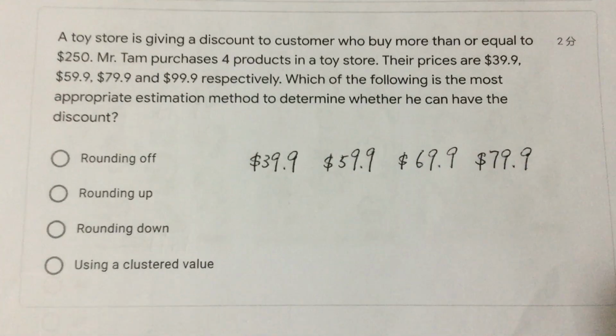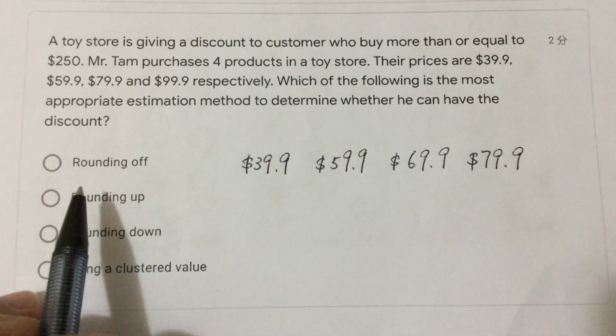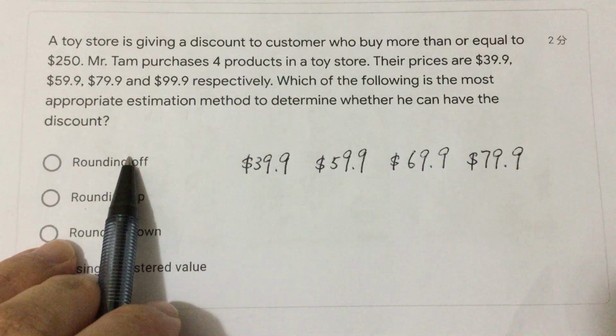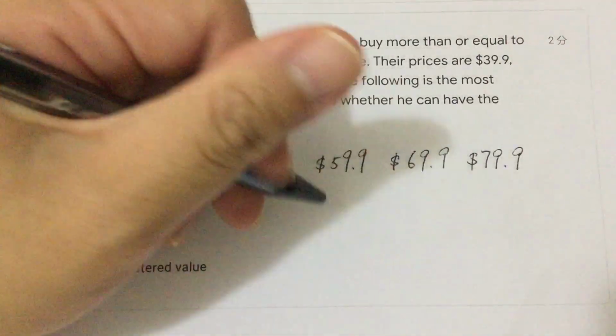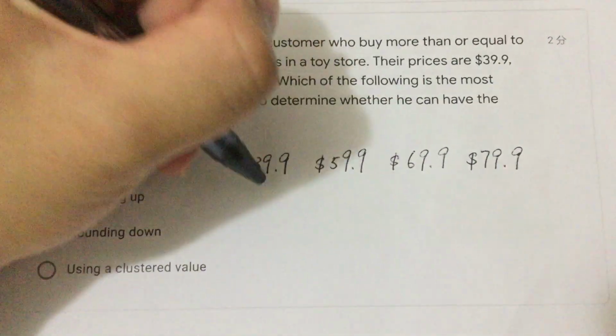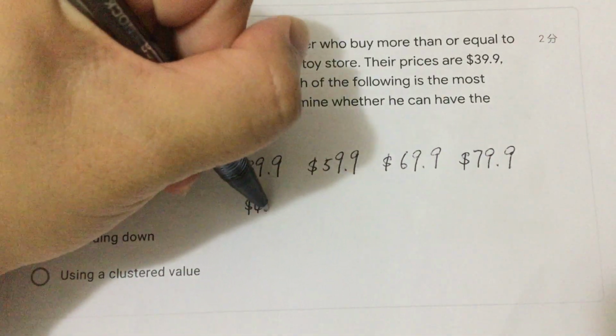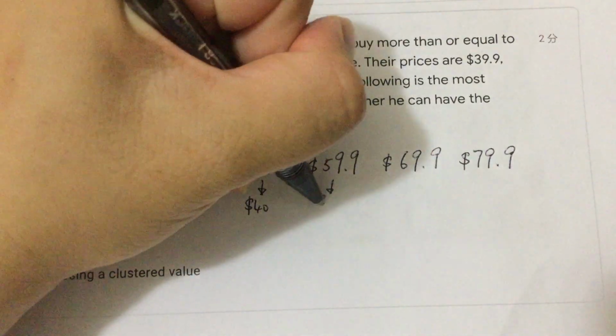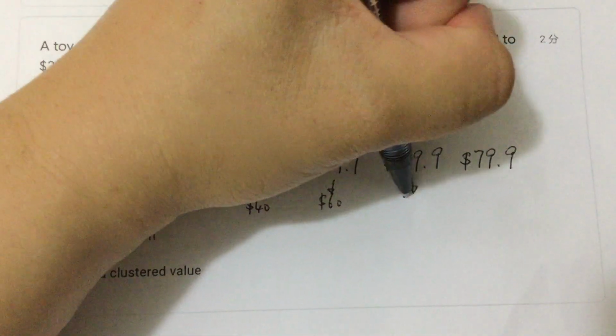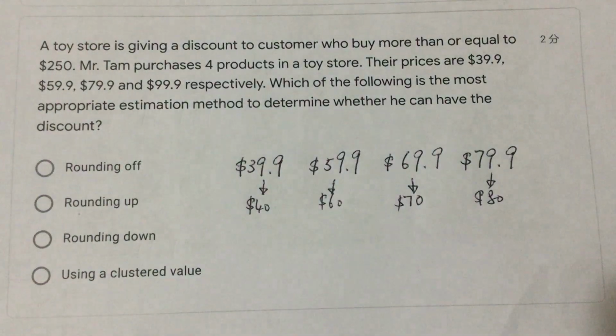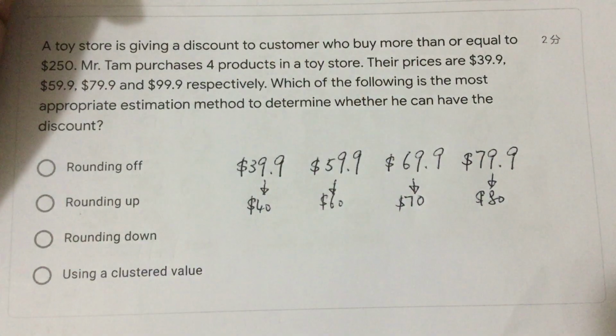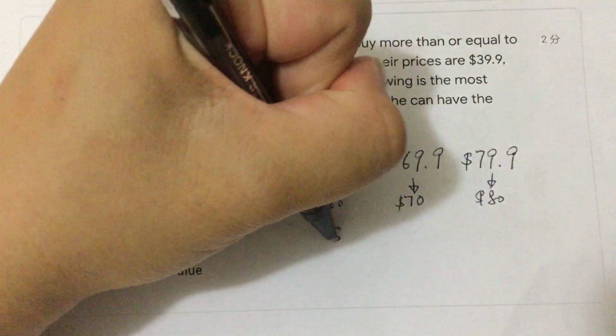And then the 79.9. So you will get the answer immediately. Okay, now please pay attention. If I choose round up or round off here, it is impossible, because if we choose round up or round off, we will get the same answer, that is 40, and then 60, and then 70, and then 80. So the answer you will see just matches, that is $250.